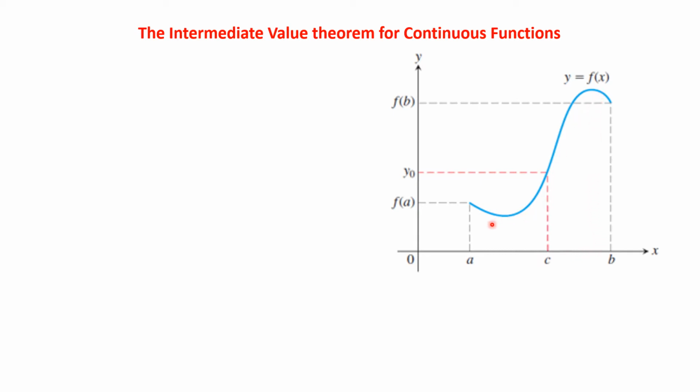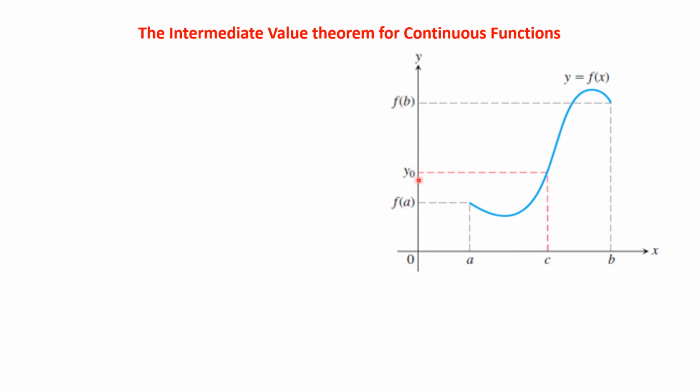this closed interval. The function also, for A there is a value for y which is represented by f of A. For B there is a value represented by f of B, also on the y-axis. And if there is any constant value for y, an extra value for y, that lies between f of A and f of B.